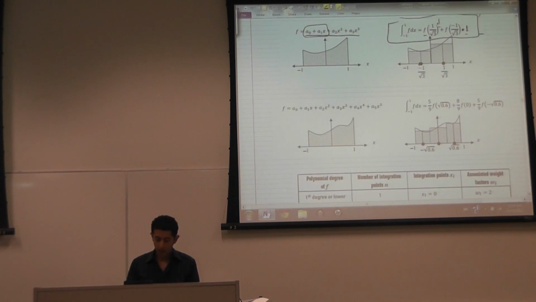If f has a 5th order polynomial, the numerical integration scheme that would actually produce accurate results is the 3 integration points. The integration points are root 0.6, -root 0.6, and 0, and the weights are 5 over 9, 8 over 9, and 5 over 9.